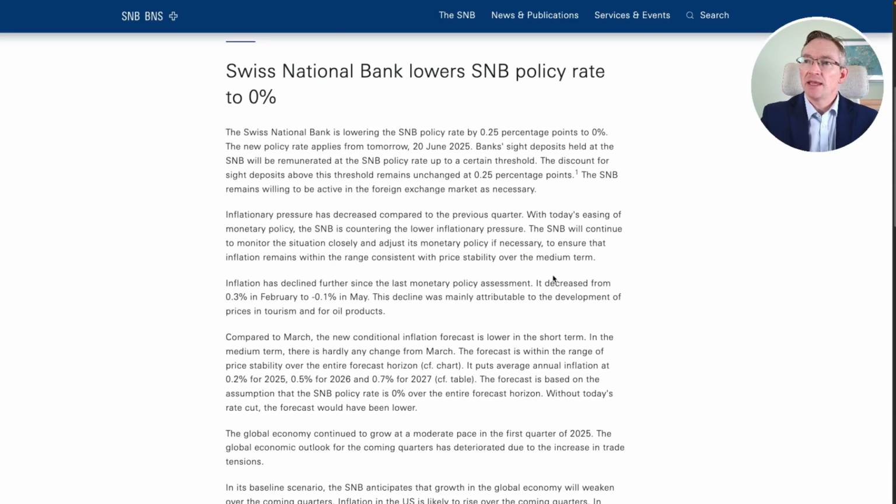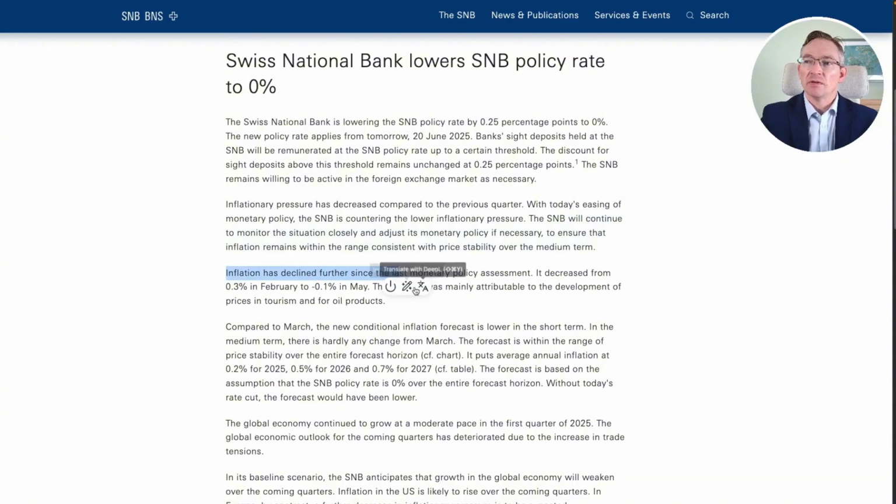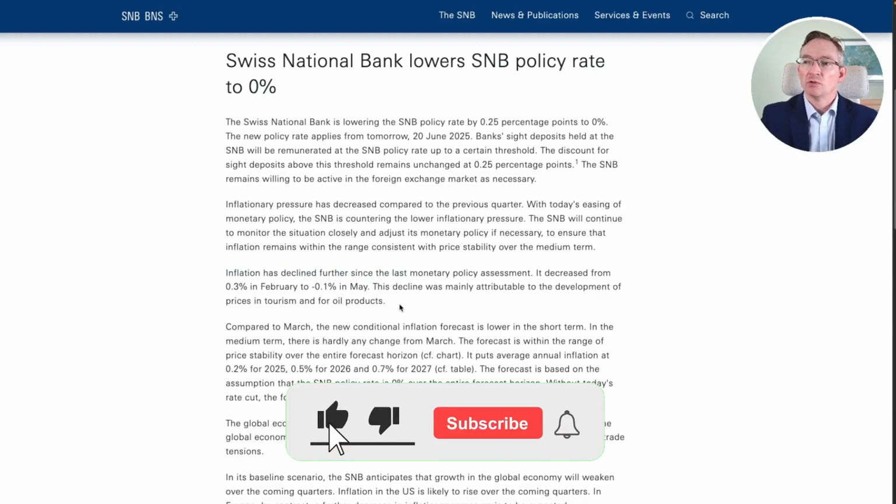And they said with today's easing of monetary policy, the SNB is countering the lower inflation pressures. Right, so they've lowered the rate from 0.25 to 0%. You see, they're trying to give a little bit of expansionary environment to lift inflation. And it says the SNB will continue to monitor the situation closely and adjust its monetary policy if necessary to ensure that inflation remains within the range consistent with price stability over the medium term. Right, inflation has declined further. This decline was mainly attributed to a decline of tourism and oil products.